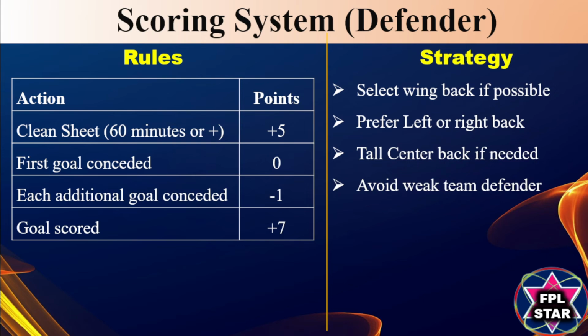And you should obviously select wing backs for it, because wing backs are the most attacking and they have a very good chance to score a goal, and prefer left back or right back before center back. But if the center back is tall and you think he has an aerial threat, and can score a goal from a corner or set piece, then obviously go for him. And avoid weak team defenders, because they will concede and your points will be deducted for each goal conceded.